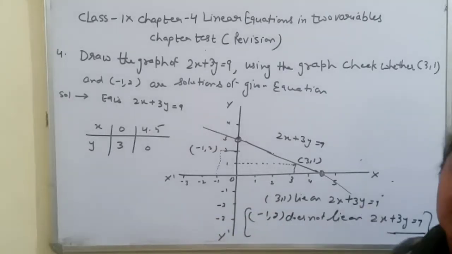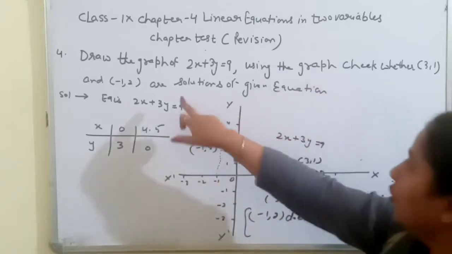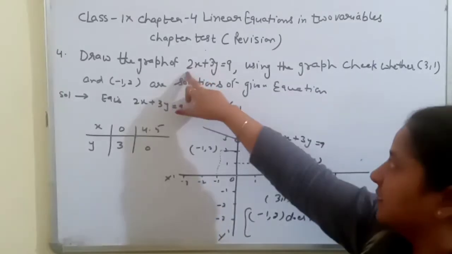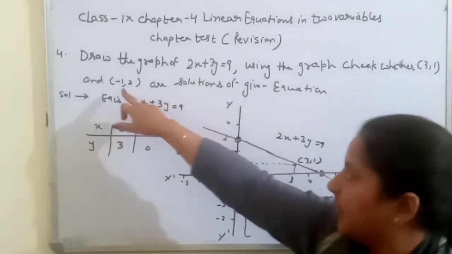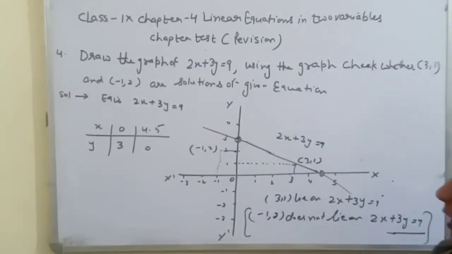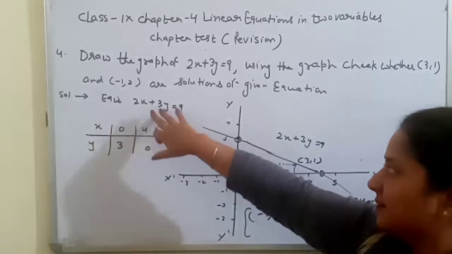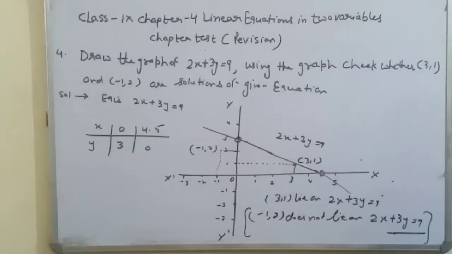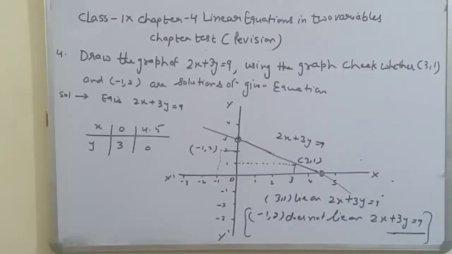Students, we can also check it without using the graph sheet. Just substitute the values of x 3, y 1 in the given equation. When x is 3, y is 1, this is 6 plus 3, 9. Yes, this is the solution. And secondly, we check for minus 1 and 2. Substitute x minus 1, y 2: this is minus 2 plus 6, which is 4. So 4 is not equal to 9, so this is not a solution. But we have to show it graphically. So in this way, you will show it by using a graph sheet. You have to make sure that you draw this graph on the graph sheet.